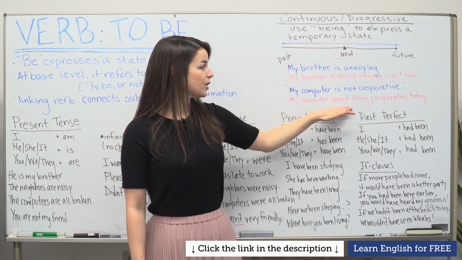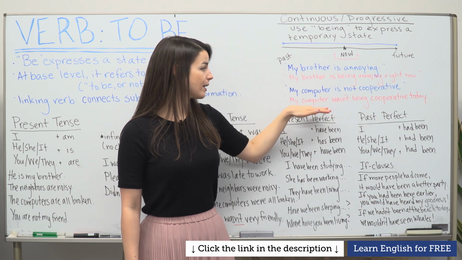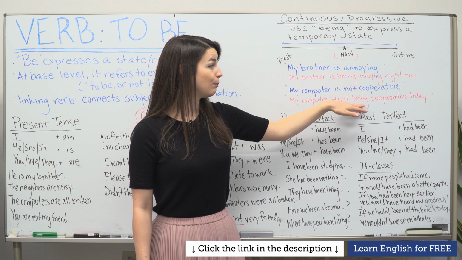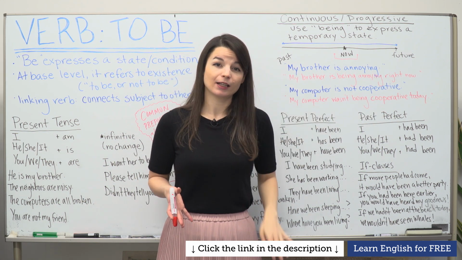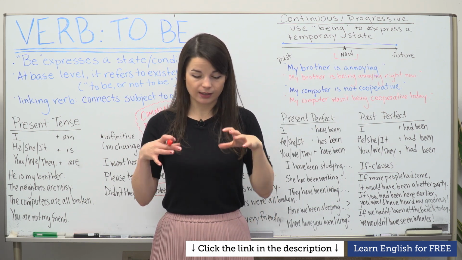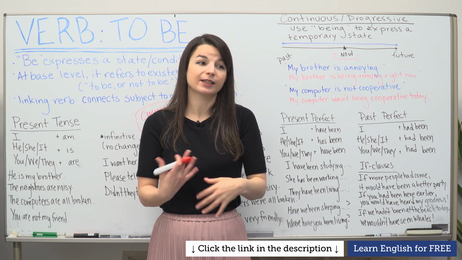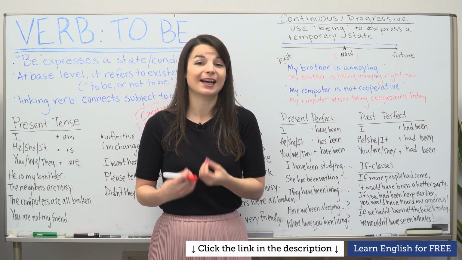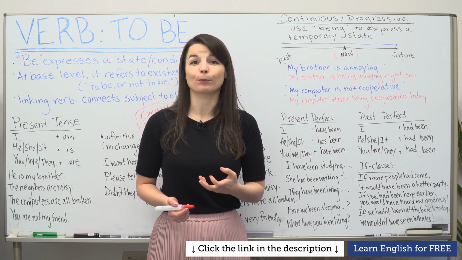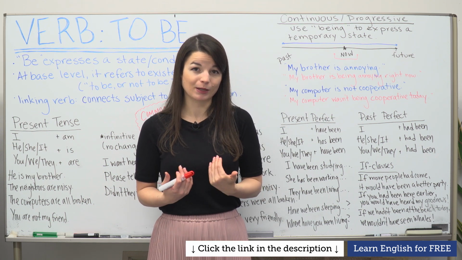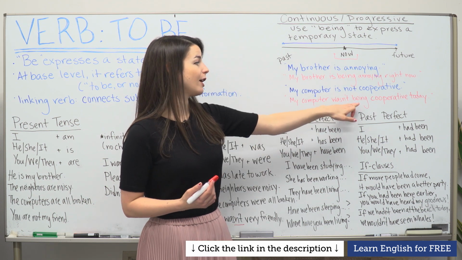However, if I want to use being here, I can say my computer wasn't, in past tense maybe, my computer wasn't being cooperative today. So in this sentence, we see today only. My computer was not being. My computer was not functioning. My computer was not existing in a cooperative state. Its condition was not cooperative for me on that day. So here I've used being.